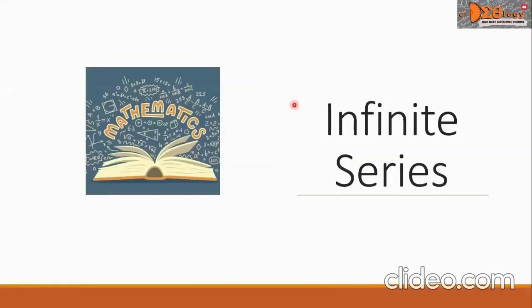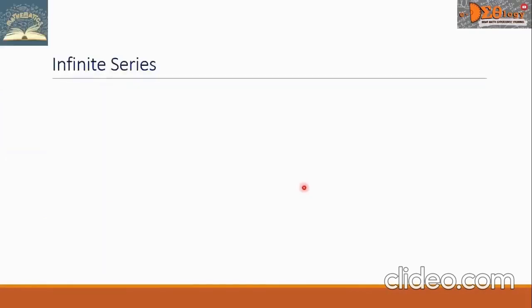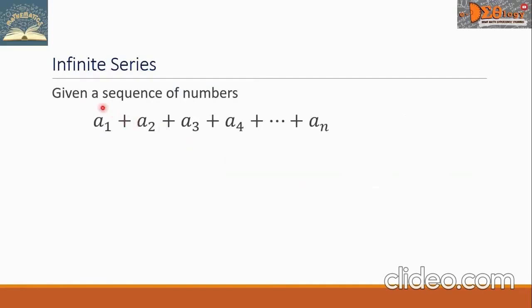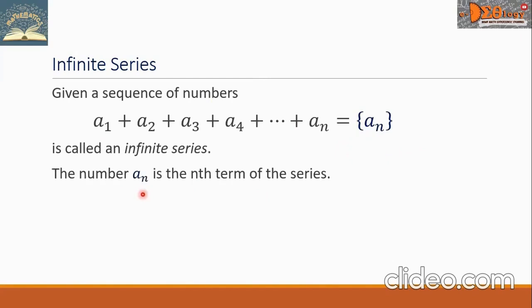Hi everyone. Today we're going to study infinite series. Given a sequence of numbers a sub 1 plus a sub 2 plus a sub 3 plus a sub 4 plus up to a sub n is called an infinite series. The notation is a sub n enclosed in parentheses. The number a sub n is the nth term of the series.